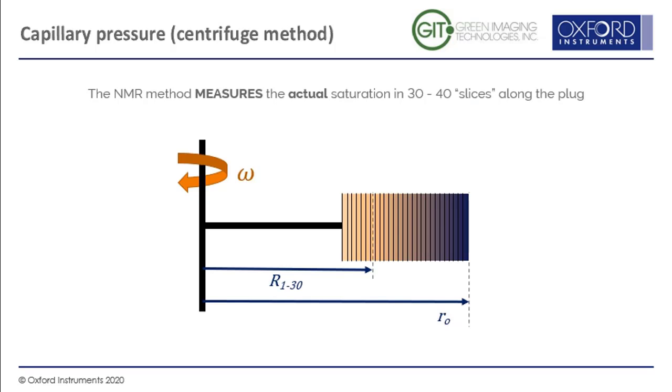By contrast, the NMR method makes no estimations about the saturation at the inlet face of the core plug. The NMR method divides the plug into 30 to 40 virtual slices and measures the actual saturation in each slice by a simple MRI technique called a 1D profile. There is no need to collect the expelled fluid, so no need for a graduated collector or stroboscope. Consequently, a relatively simple centrifuge can be used.